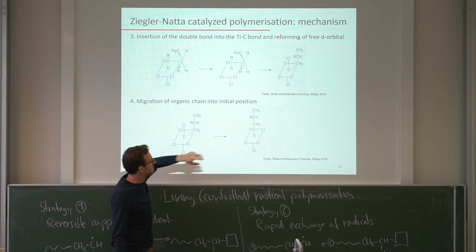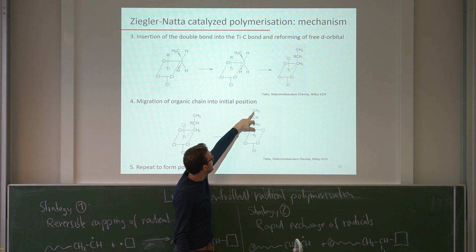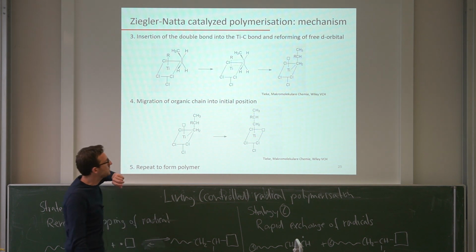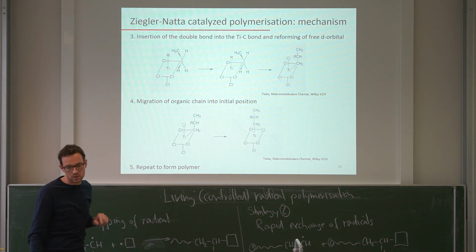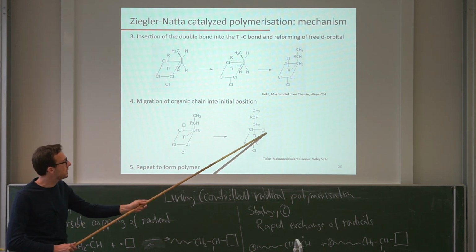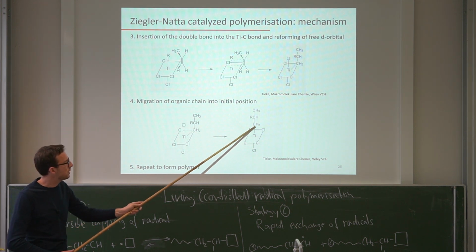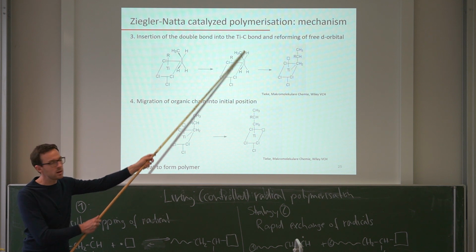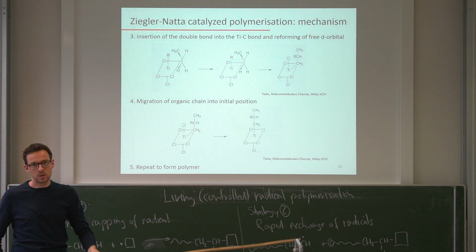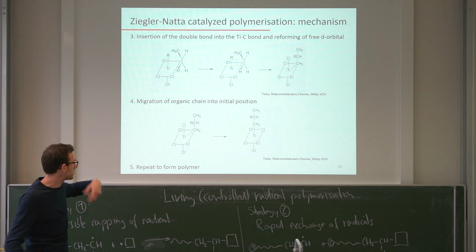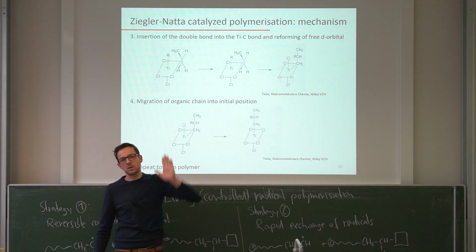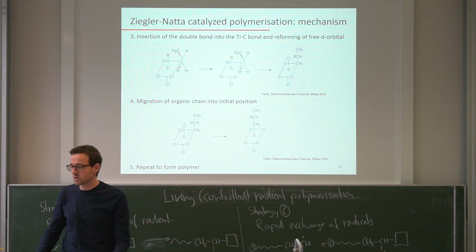And now what you see is that this chain became longer, and the binding site is free again. And this means if you repeat the same process again, you will have a new monomer approaching here. This will insert again. So this chain will grow longer and longer as more and more monomer is fed at this free binding site. And if you do this over and over again, you form a polymer that grows out of the catalyst, if you want, to the top of the screen.